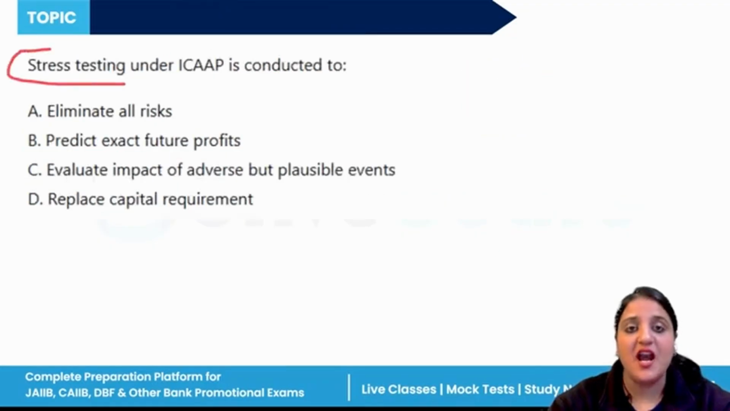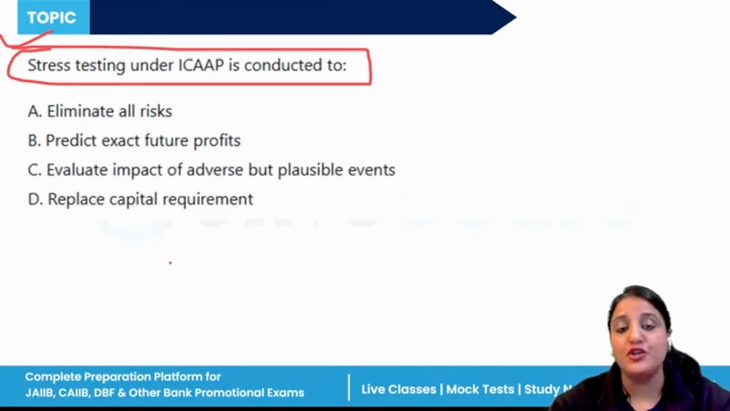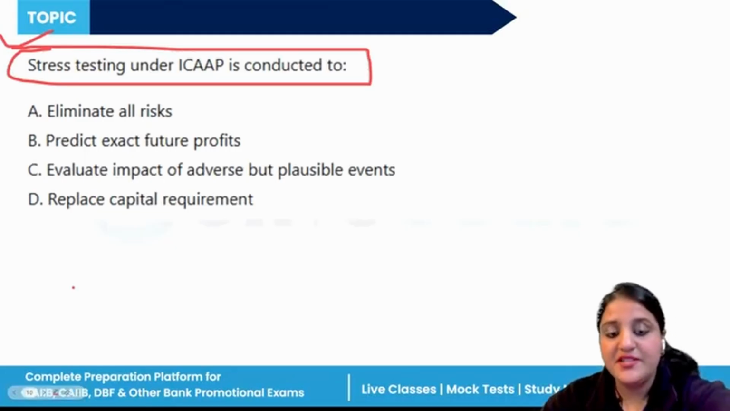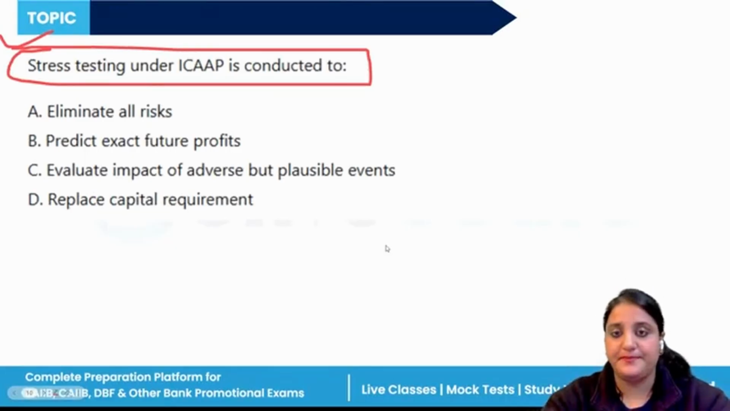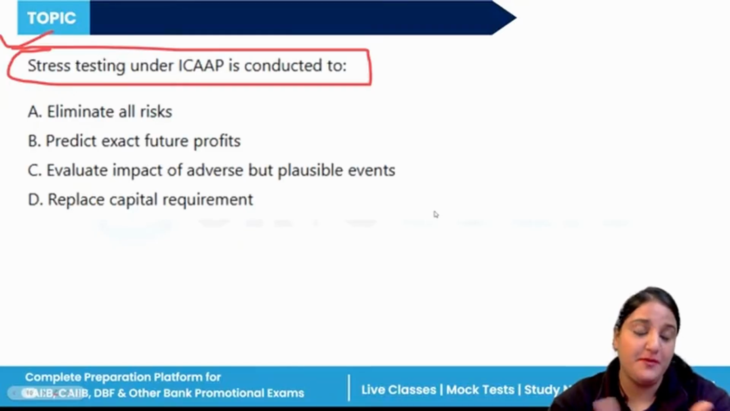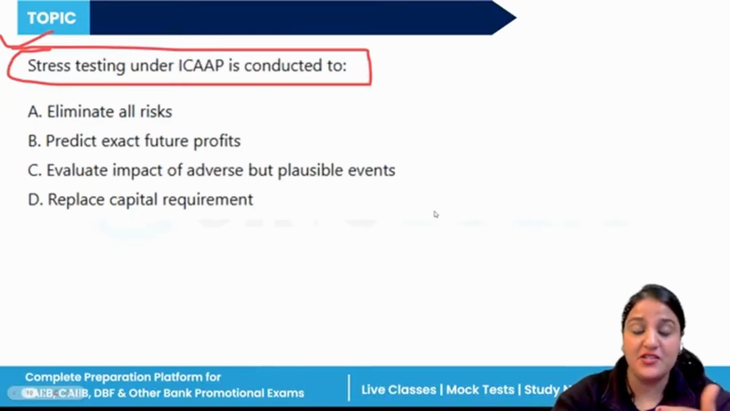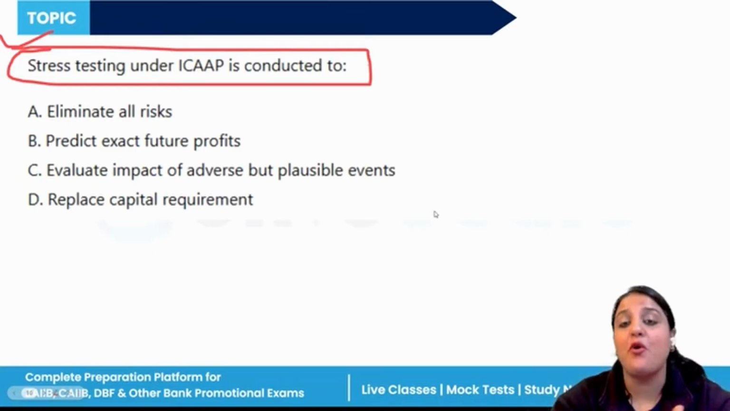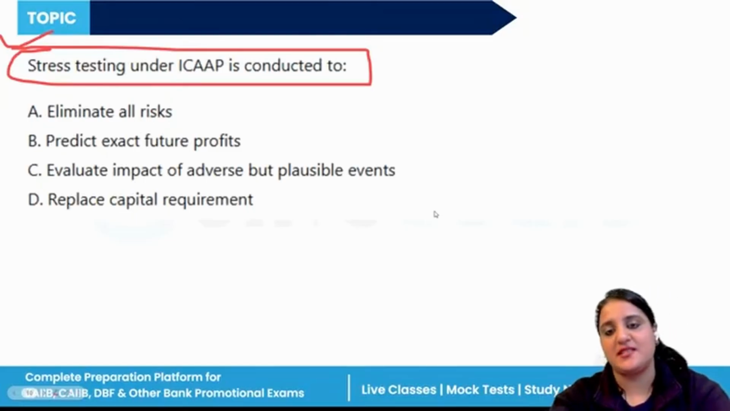Now, stress testing under the ICAAP is conducted to... Suppose RBI asks your bank, what if GDP falls by 5%? What if interest rates rise sharply? What if a major borrower defaults? Your bank runs simulation models. That is called stress testing.